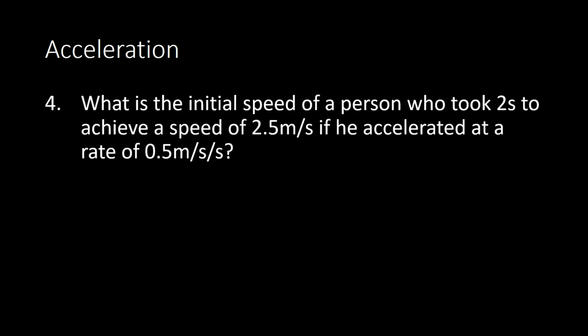All right, so let's take a look at one final example. What is the initial speed of a person who took 2 seconds to achieve a speed of 2.5 meters per second if he accelerated at a rate of 0.5 meters per second? So 2 seconds is my time. Achieve a speed tells me that my final velocity is 2.5 meters per second, and my acceleration is my 0.5 meters per second. I'm solving for initial velocity.